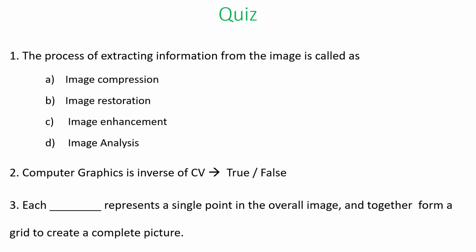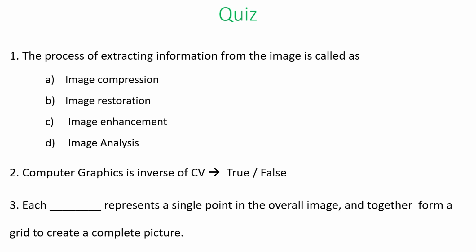Alright, we are now done with the basic definitions of an image. We will try to answer a few questions so that we can check whether you understood. In the next series, we will try to read an image in MATLAB and see how it is represented. What is the process of extracting information from the image? We have 4 options. Try to identify the correct option.